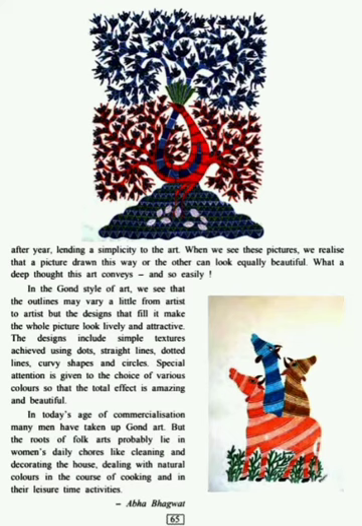Okay, this is a thing of Gaunt art, that it looks beautiful, at the same time it is very simple. In the Gaunt style of art, we see that the outlines may vary a little from artist to artist, but the designs that fill it make the whole picture look lively and attractive. The borders may vary a little, but the whole picture looks beautiful and attractive. The design includes simple textures achieved using dots, straight lines, dotted lines, curvy shapes, and circles.